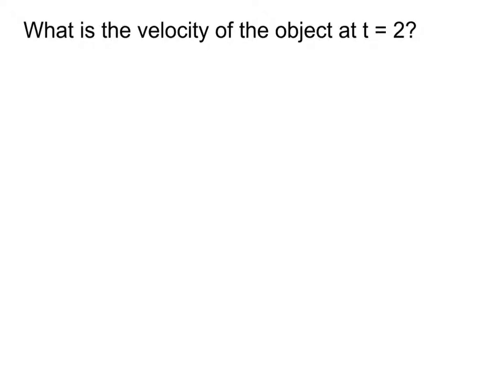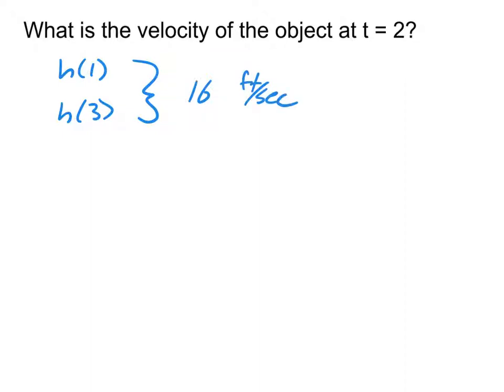All right, so what he did there, he basically found h of 1 and h of 3 and used those values to figure out the slope, the average velocity between those two. Since 2 is right in the middle, we're hoping that would give it to us. In this case, we ended up with an answer of, you said, 16 feet per second. Okay, cool. Let's get another one.